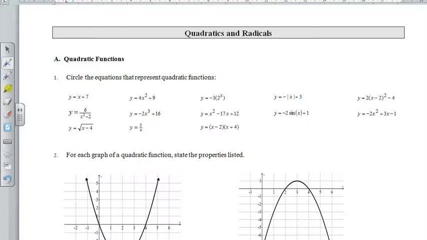That's not quadratic. Okay, circle the equations that represent quadratic functions. They have a squared, they don't have a cubed, they don't have a denominator, they don't have a variable underneath a radical sign. That would be a radical equation. They don't have a variable denominator. That would be a rational equation. When you do it, let me know how many there are. I'm thinking 5.